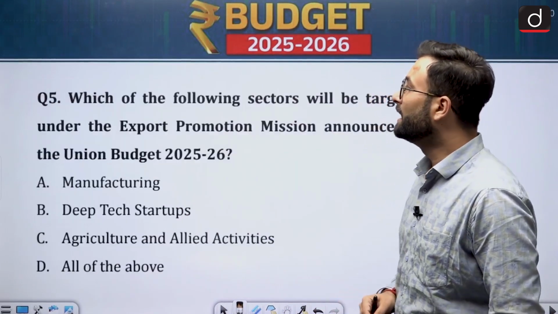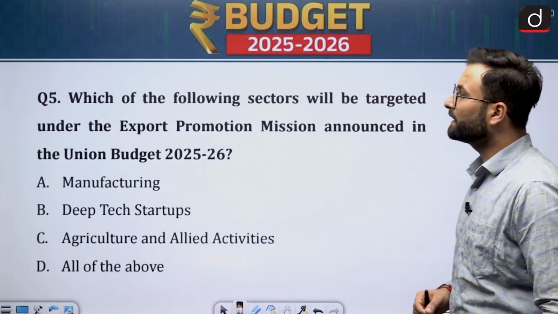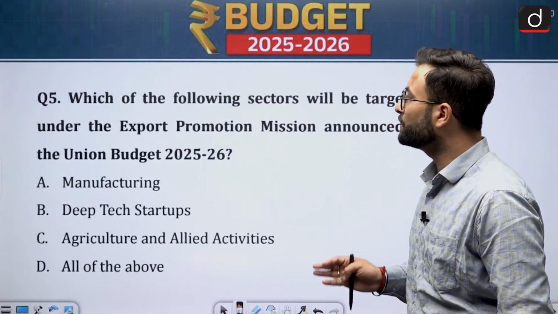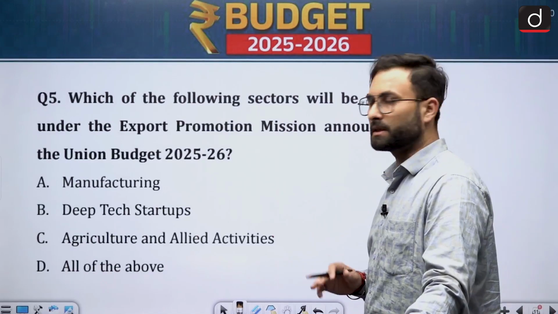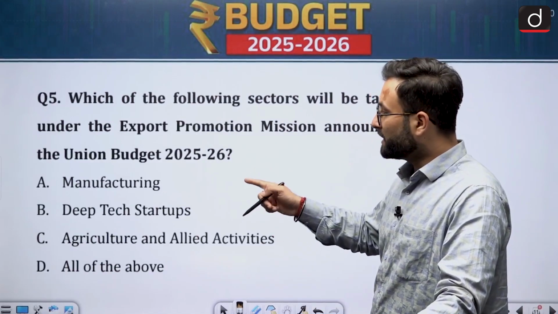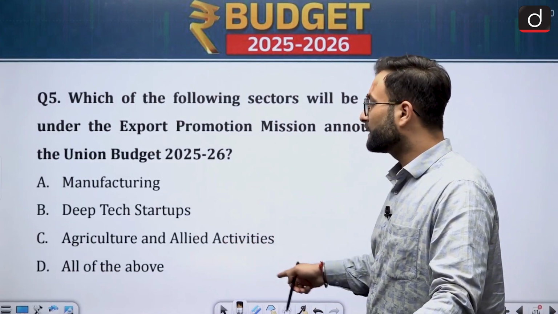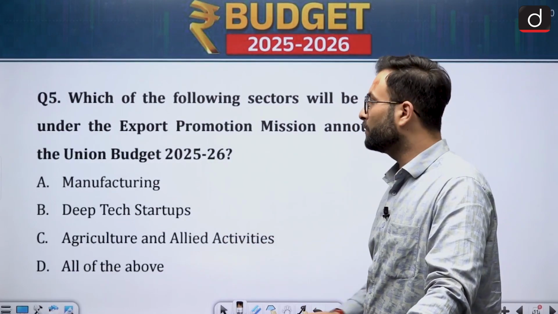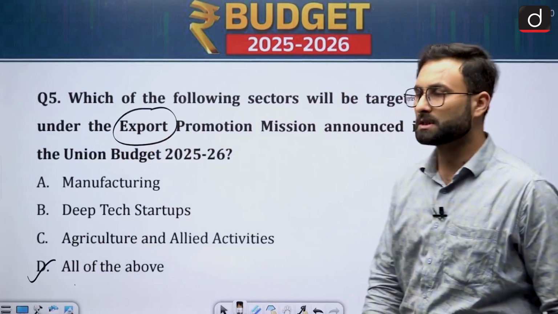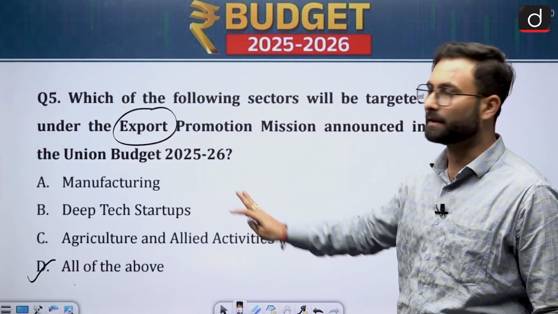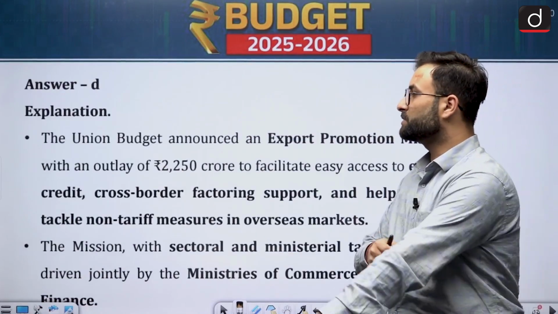Next, question number 5. Which of the following sectors will be targeted under the export promotion mission announced in Union Budget 2025-26? That is your financial year 26. Okay, that is manufacturing, deep tech startup, agriculture and allied activities, and option D, that is all of the above. Here all of the above is your answer, because when we are talking about export promotion, all these sectors will be there. Okay, so that is option D, which is your right answer.